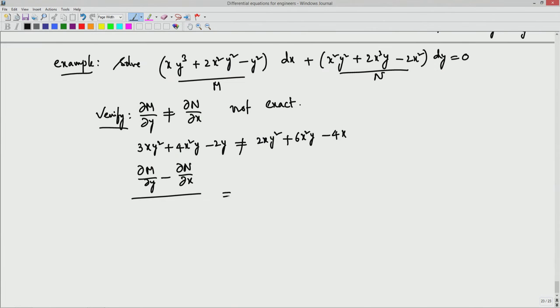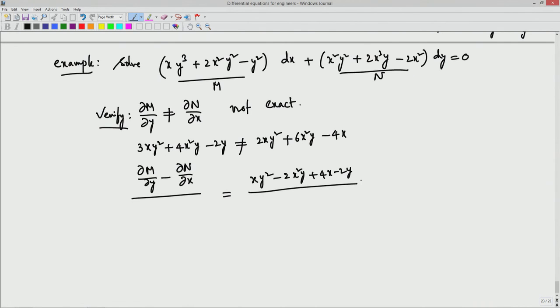What is the numerator? So I'm just writing it. This becomes ∂M/∂y is 3xy² minus 2xy², so we have xy², 4x²y minus this 6, there is going to be minus 2x²y minus 2y plus 4x minus 2y. So this is your numerator.